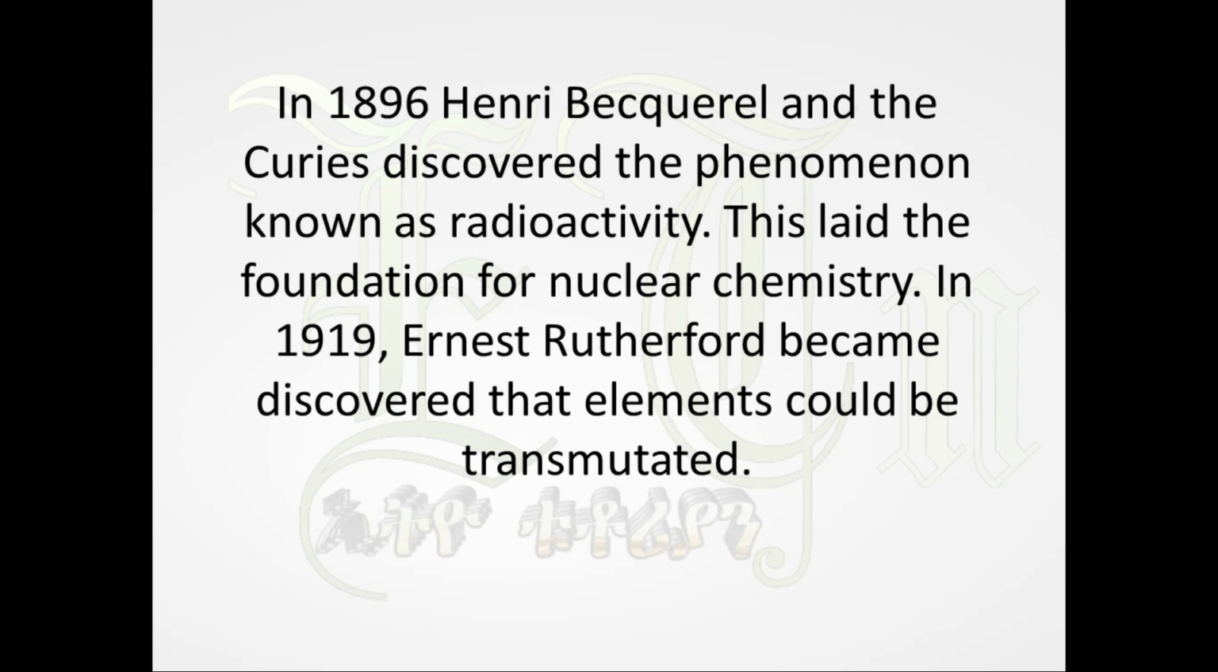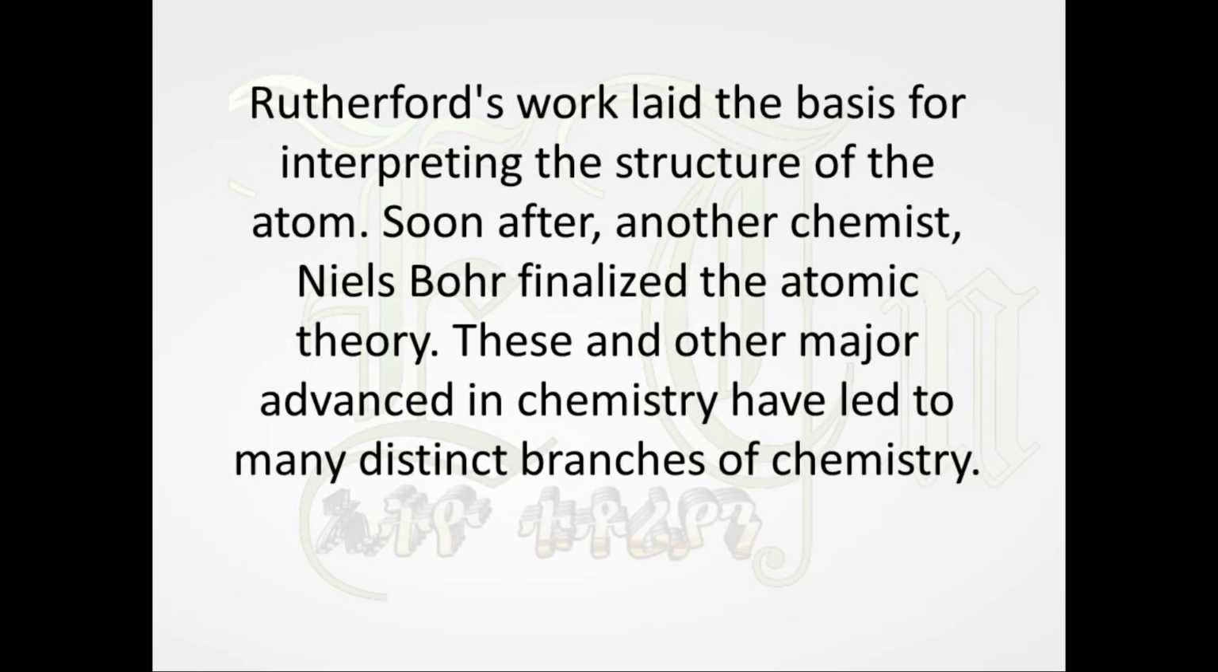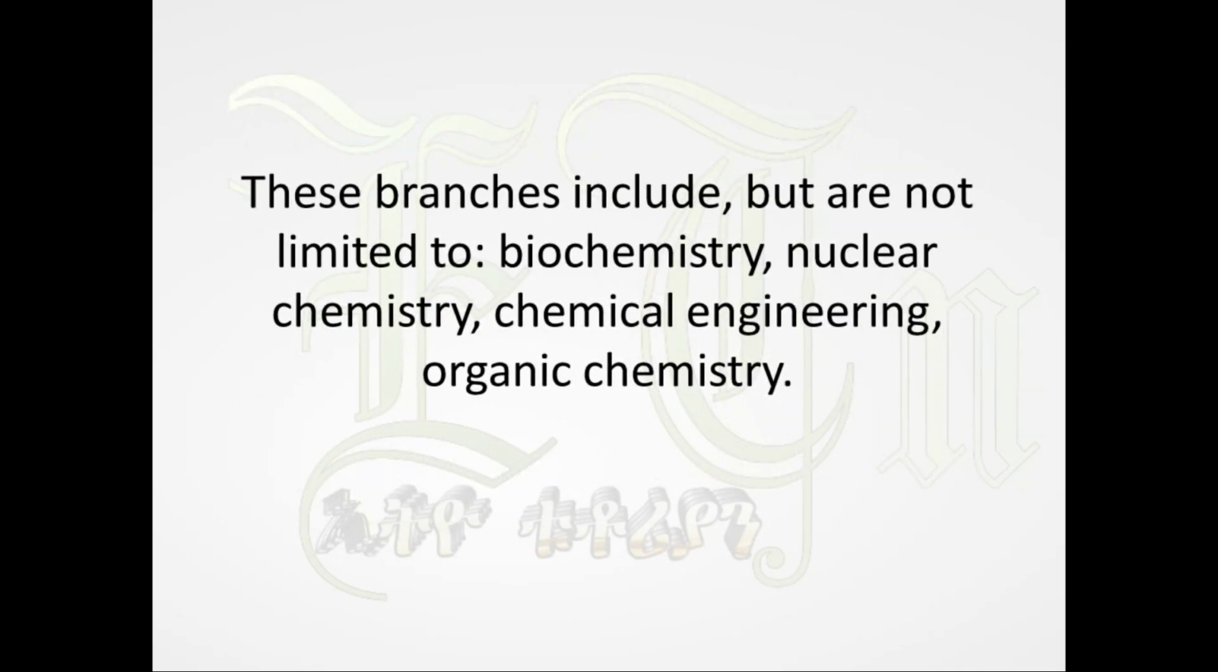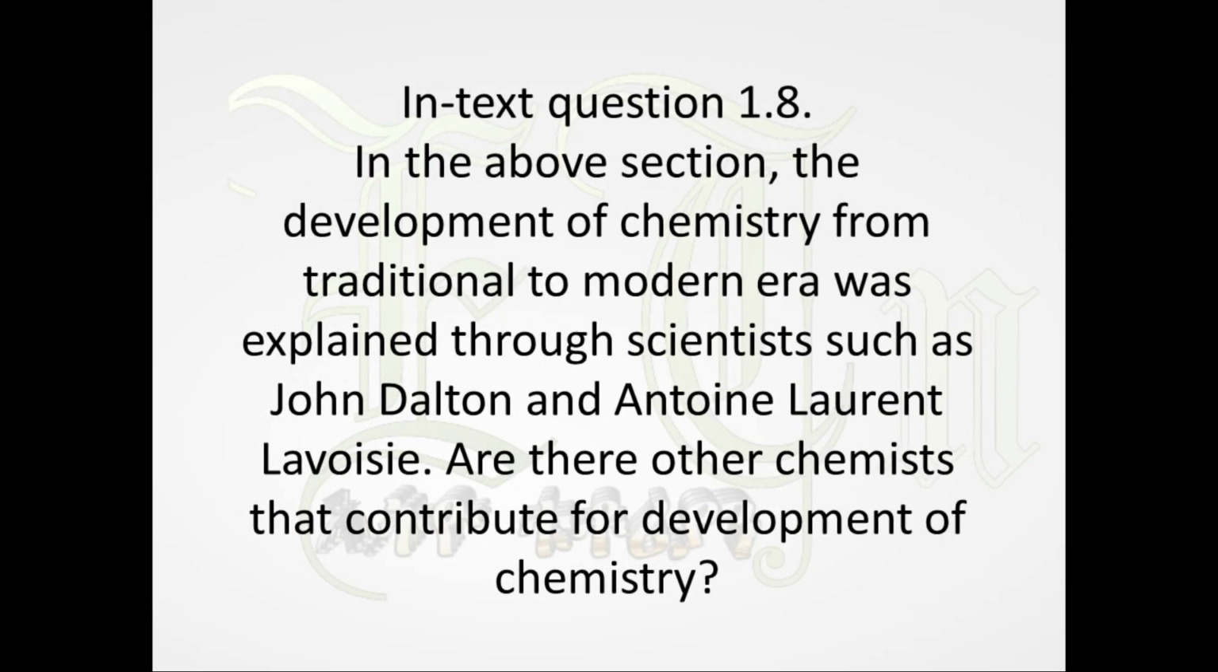In 1919, Ernest Rutherford discovered that elements could be transmuted. Rutherford's work laid the basis for interpreting the structure of the atom. Soon after, another chemist, Niels Bohr, finalized the atomic theory. These and other major advances in chemistry have led to many distinct branches of chemistry. These branches include, but are not limited to, biochemistry, nuclear chemistry, chemical engineering, organic chemistry. In-text question 1.8.